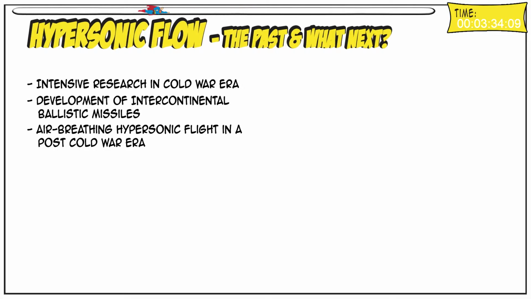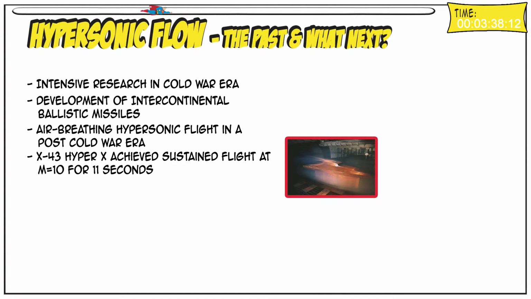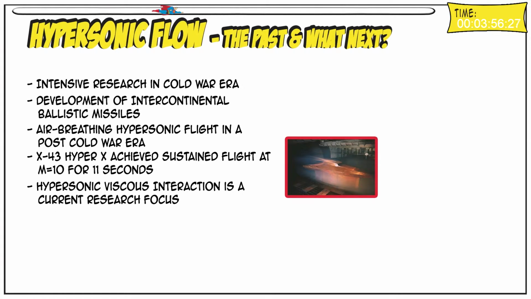One of the most recent hypersonic vehicles that made aeronautical history is the X-43 HyperX, which achieved sustained flight for 11 seconds at Mach 10. A scale model is shown in the image during hypersonic wind tunnel testing. Plasma effects around the body are clear due to intense aerodynamic heating effect. In particular, hypersonic viscous interaction is an important area of modern hypersonic research, along with the issues involved in preventing high Reynolds numbers and its associated turbulent flow, which Aidan will explore in more detail.